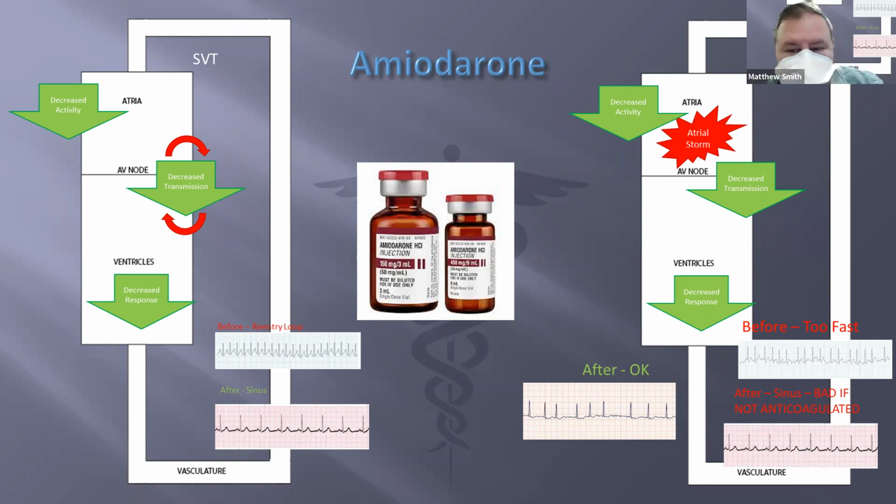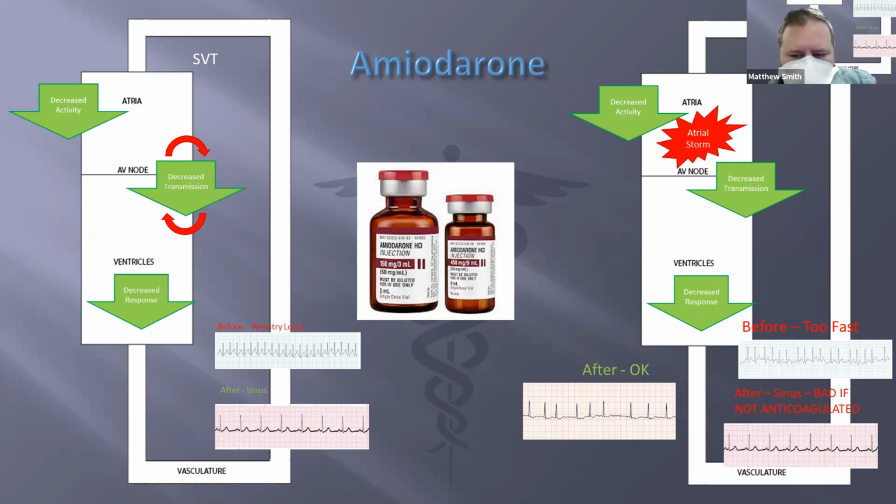So amiodarone is not really a good choice if you have new onset AFib in a patient that is not anticoagulated, because it's quite dangerous. It can convert the patient back over. So for those patients, what you really want to do, if at all possible, is what doctors call temporize the patient. Temporize comes from the Latin tempus for time.